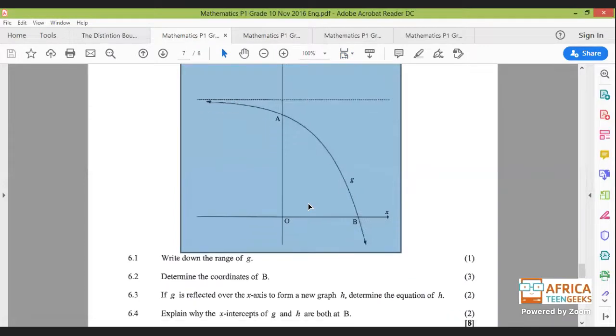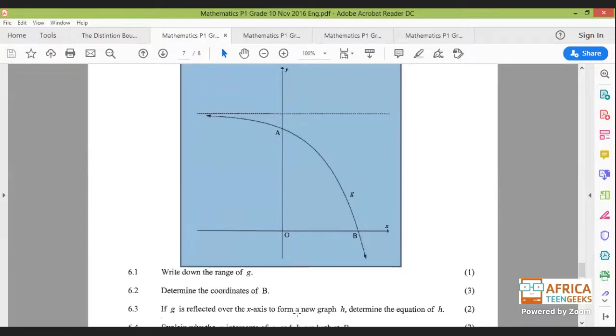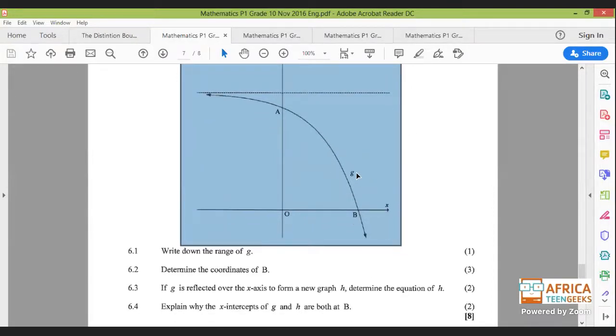Let's look at 6.4, the last question. It says, explain why the x-intercepts of g and h are both at B. G is the original graph. Easy. Who can tell me? Because it was reflected over the x-axis to form h. Palisa, do you want to explain to us in a voice format where I can unmute you?